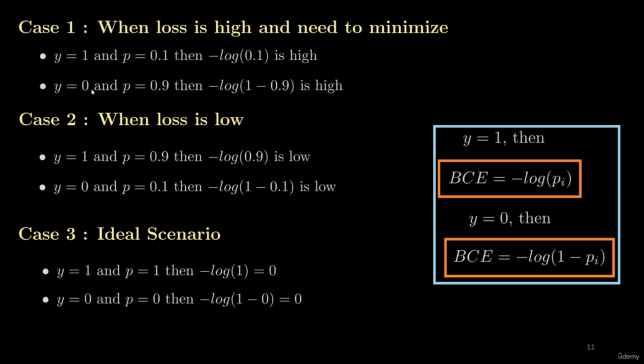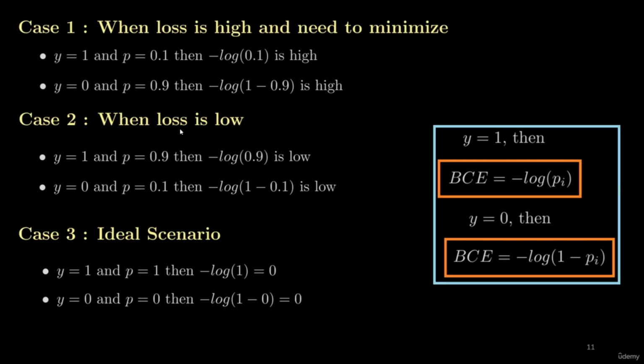The other possibility is if you have the second label, that is y is equal to 0 and p is high, that is 0.9. In that case, we will use this part of the equation to calculate the loss. So if you put p equal to 0.9 here, you will get minus log of 1 minus 0.9. This again becomes negative log of 0.1, and this value again becomes high. So here are the two situations, with y equal to 1 and y equal to 0, when loss is high and we need to minimize. The loss is high because loss depends upon the negative of the log. So if there is a small value inside the negative of a log, we will get a high loss.